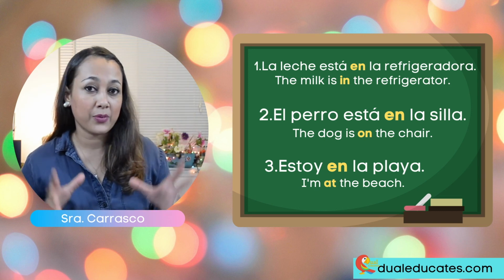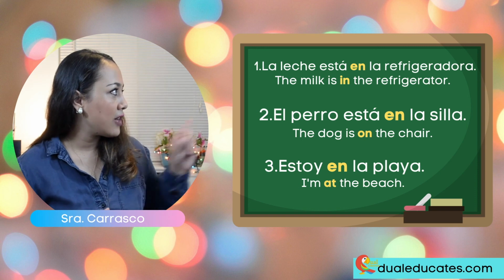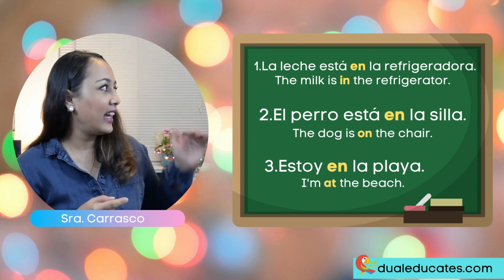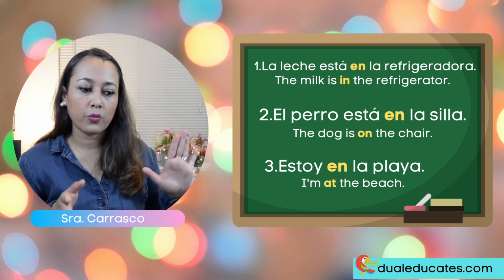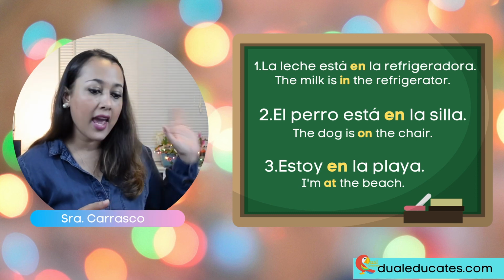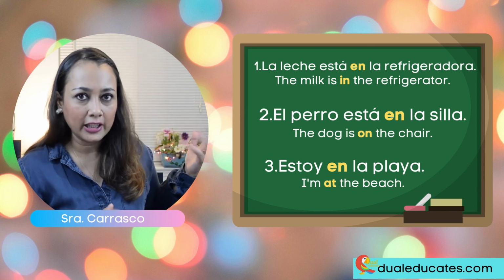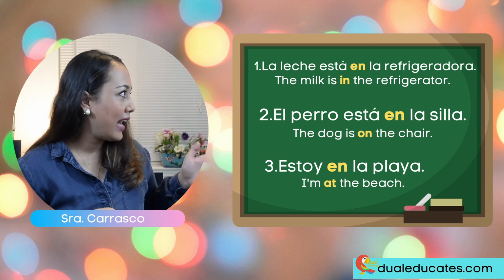We use the preposition en. You can see here the examples. The milk is in the refrigerator. We say in Spanish, la leche en la refrigeradora. En is in. El perro está en la silla.